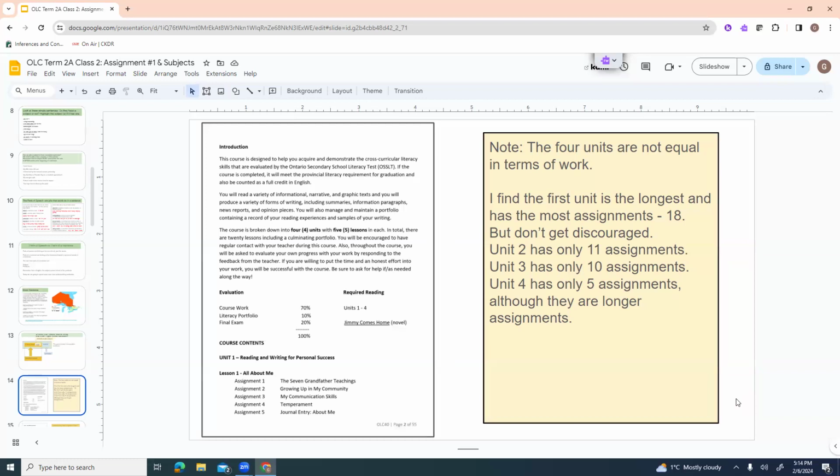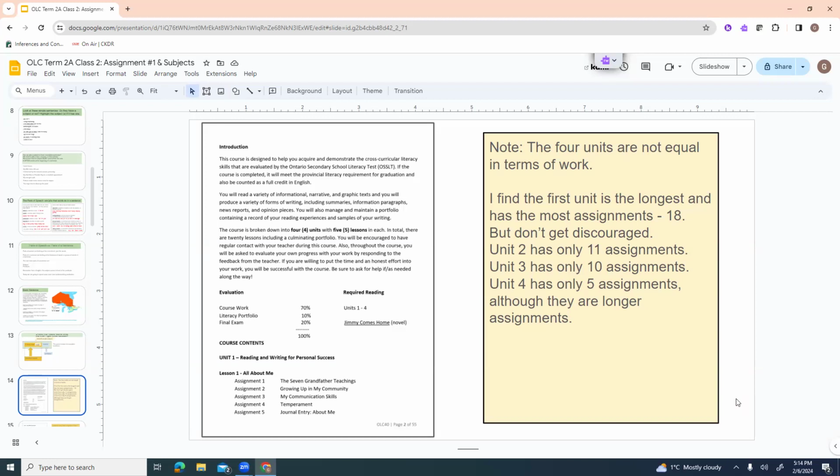So this course is designed to help you acquire and demonstrate the cross-curricular literacy skills that are evaluated by the Ontario Secondary School Literacy Test. That's a requirement that everybody has to meet to graduate high school. When you're younger, you have to write the test, and if you get older, they substitute this course for the test instead. If this course is completed, it meets the provincial literacy requirement and is counted as a full credit in English.